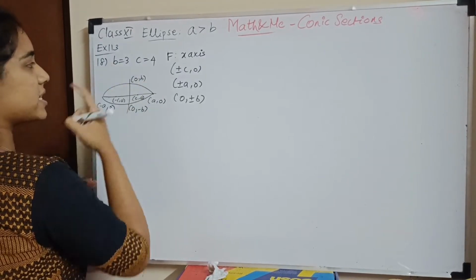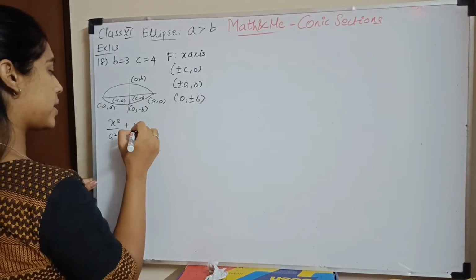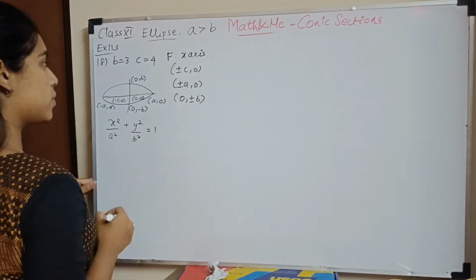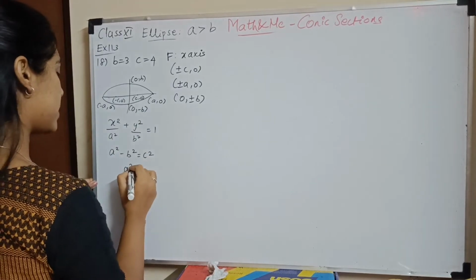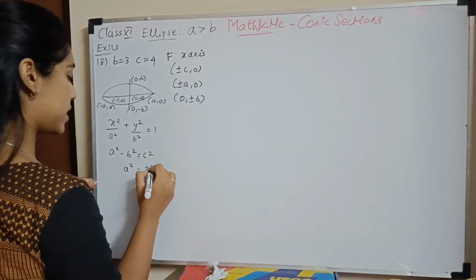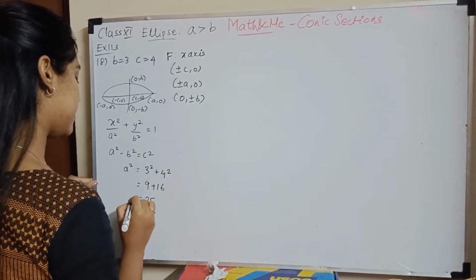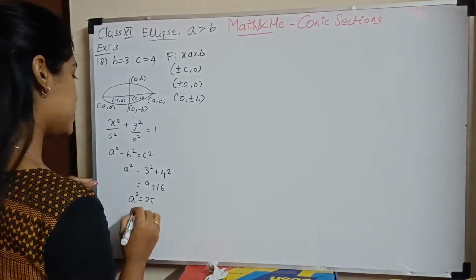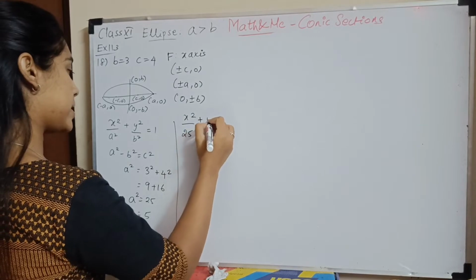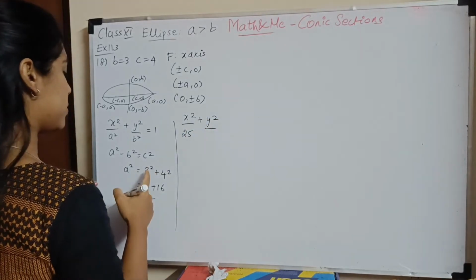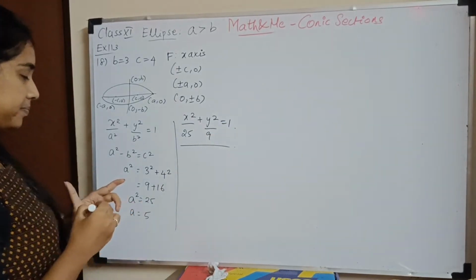So, I have my values of B and C. How does my equation look like? X square by A square plus Y square by B square equals 1. If A square minus B square equals C square, what is my A square? B square plus C square. So it is 3 square plus 4 square, which is 9 plus 16, which is 25. So A square is 25, A equals 5. So the equation is x square divided by 25 plus y square divided by 9 equals 1. So this is my equation.